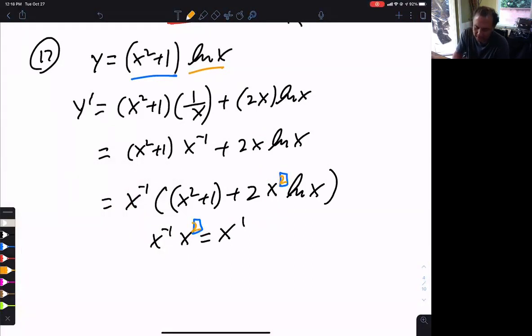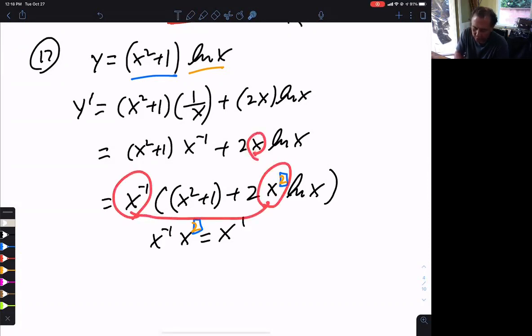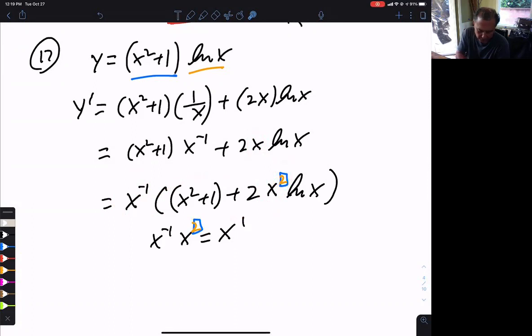And let's double check our math. So that times that must equal that. Well, you add the exponents. 2 minus 1 is 1. So it does match up. So that is squared. Wow.